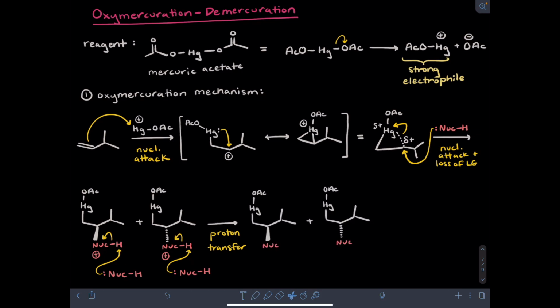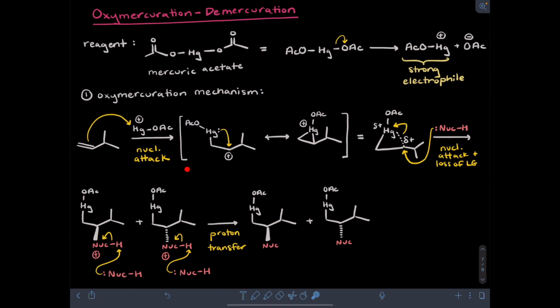I've gotten to 2 neutral stereoisomers of product. Looking back at my original alkene, I've added a new nucleophile to the more substituted carbon, and I've added a mercury to the less substituted carbon. This whole part is known as the oxymercuration part of the mechanism.